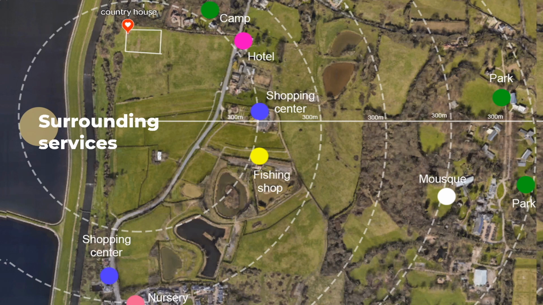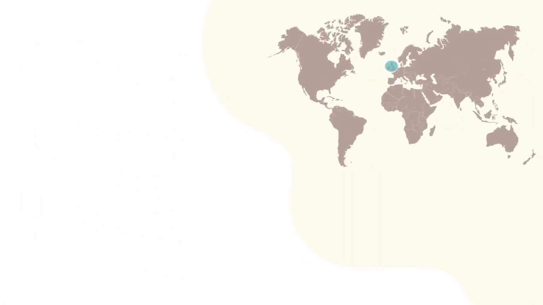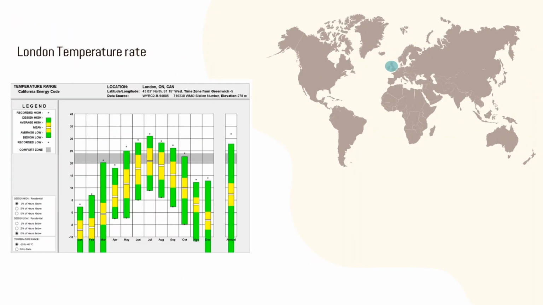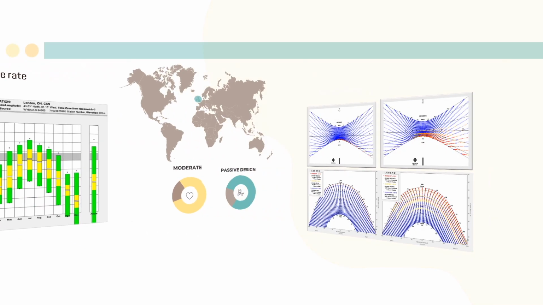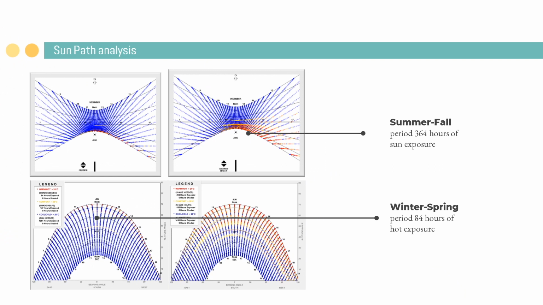In this diagram, it highlights the fact that our site is surrounded by a wide range of important services. London experiences a moderate annual temperature range. Summers are typically mild to warm, with average high temperatures ranging from 20 to 25. Winters are cool, with average high temperatures ranging from 7 to 10 Celsius, as shown in the figure, and the city rarely experiences extreme hot or extreme cold temperatures. So London's annual temperature enables the implementation of passive strategies to create energy-efficient buildings.